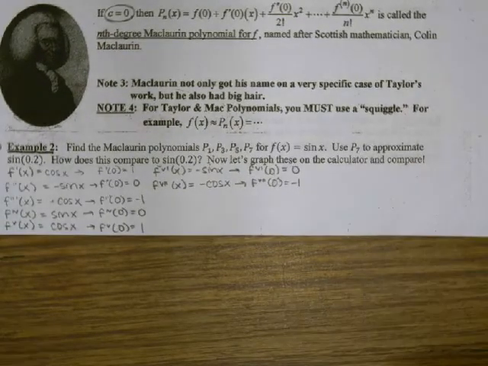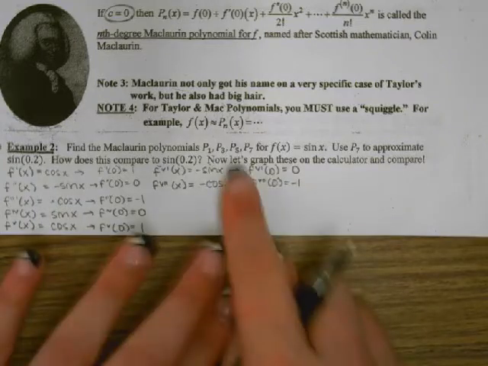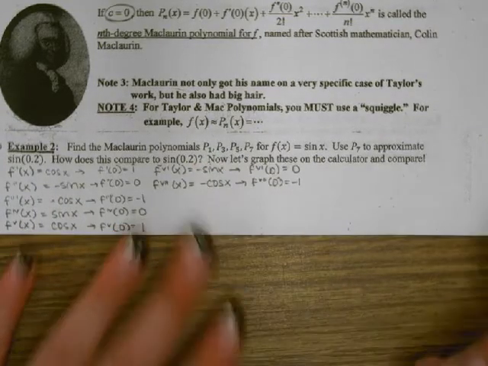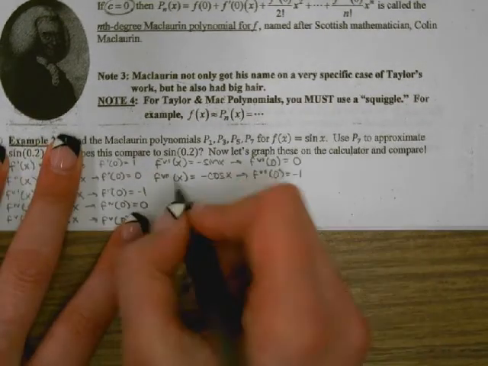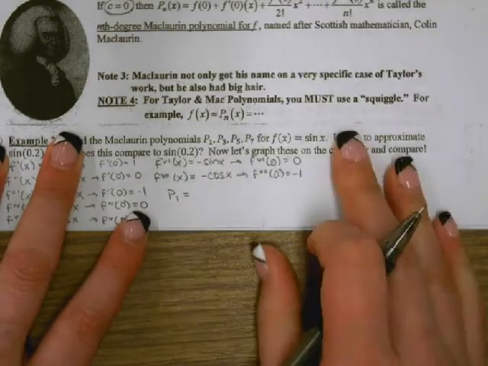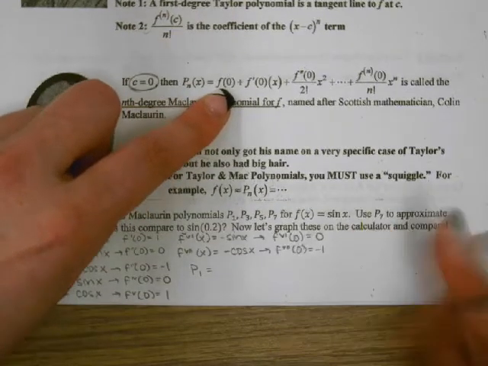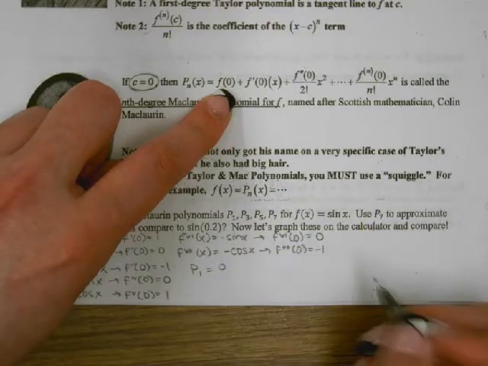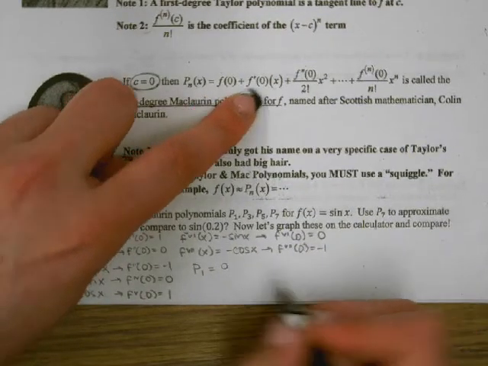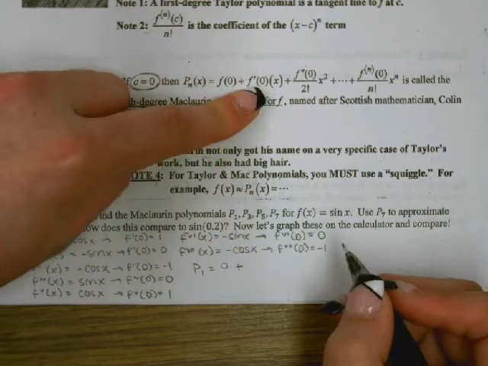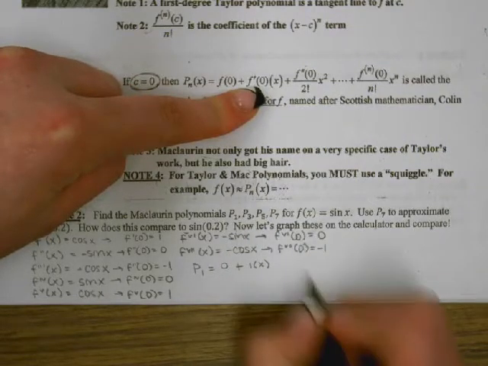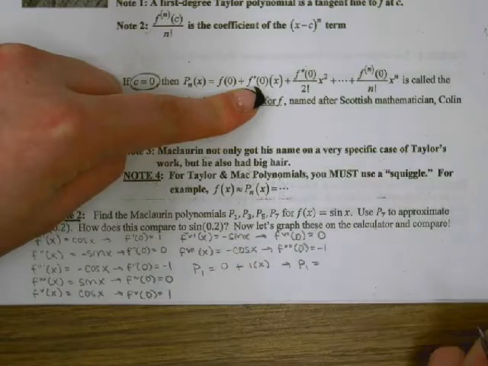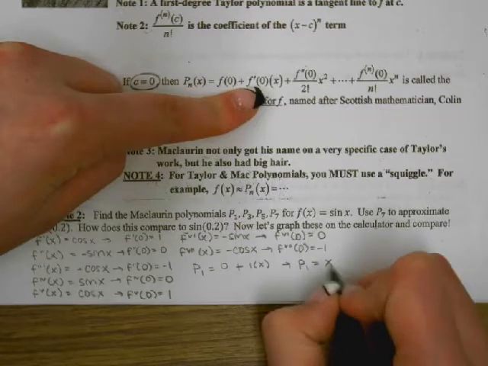Okay, so now it says to find the MacLaurin series for just the odds, 1, 3, 5, 7. So P1, if we look back up here and see how it works, it says f of 0, and that's just 0, because if I remember in the beginning, if I plugged in 0, I got 0 as an answer, plus the first derivative evaluated at 0, 1 times x. So that means that our first MacLaurin polynomial is going to be just x.